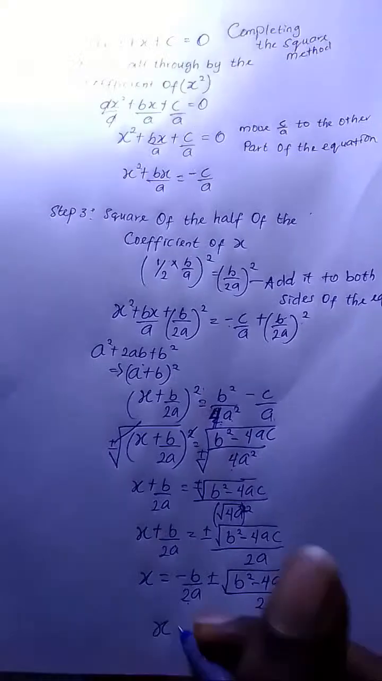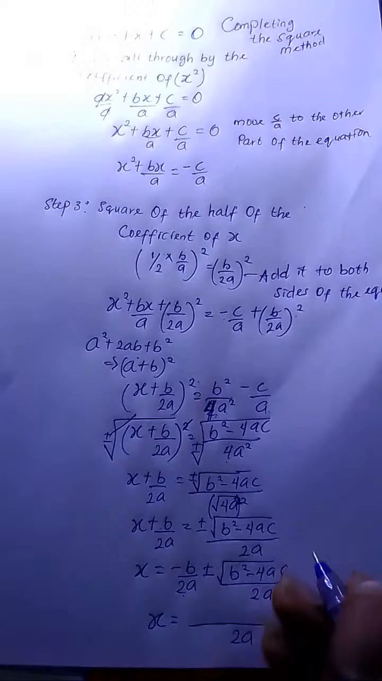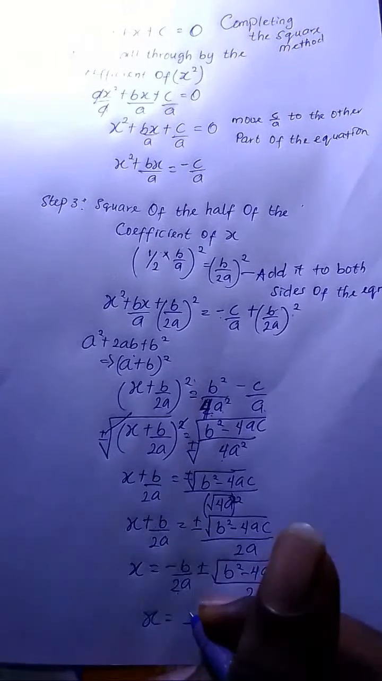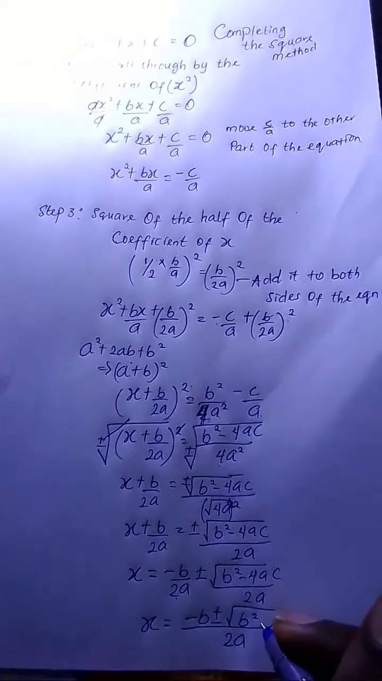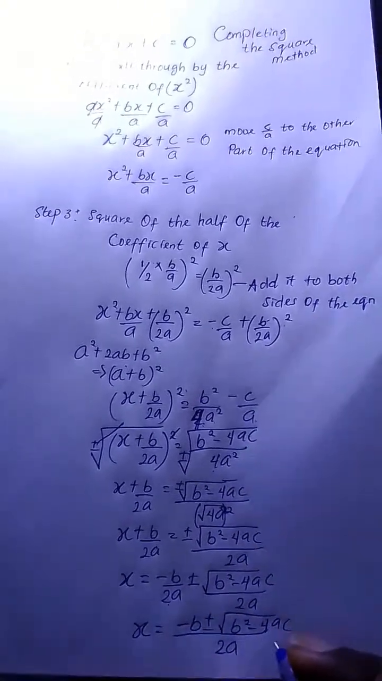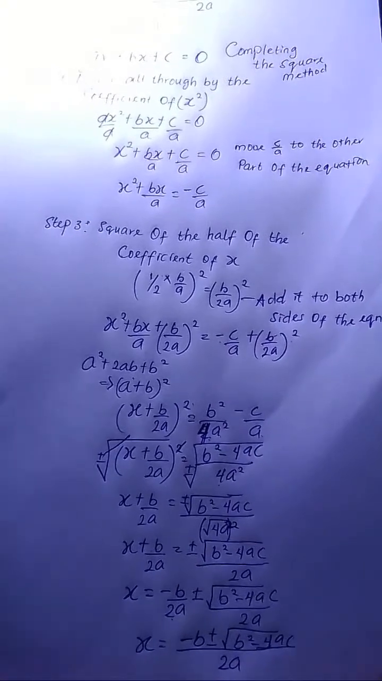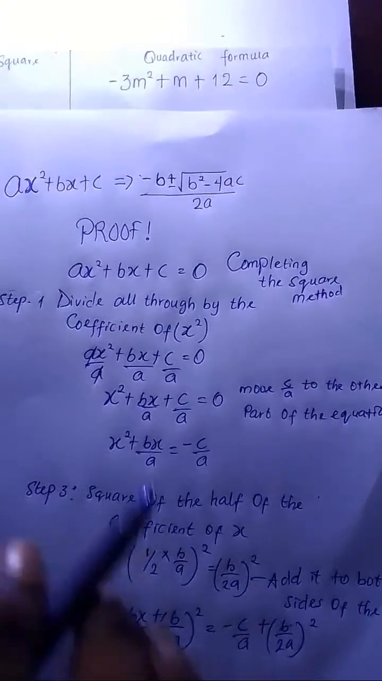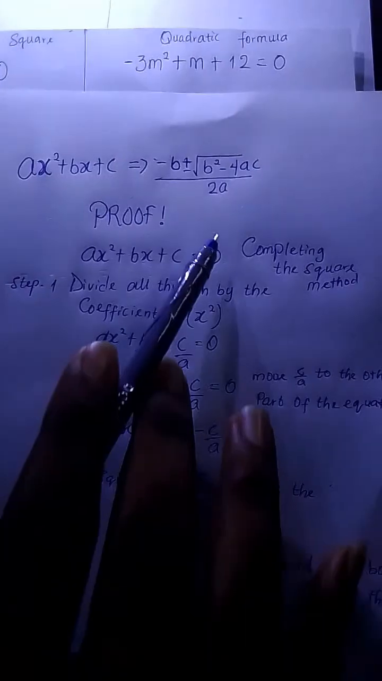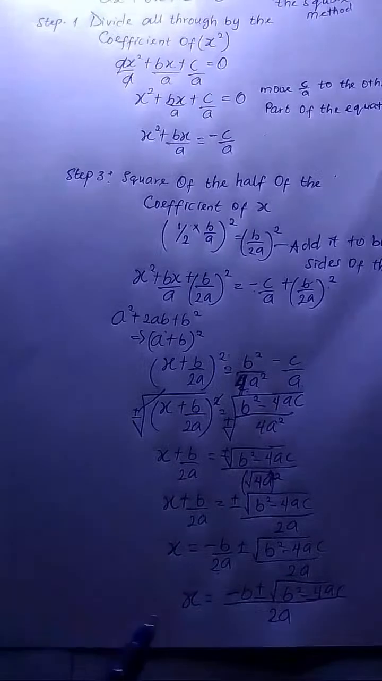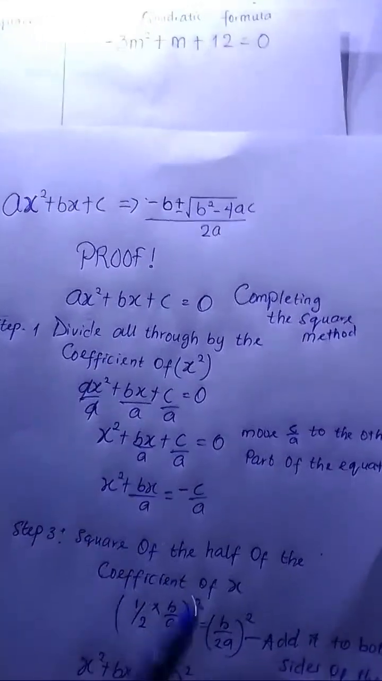So x equals, the LCM is 2a, right? 2a and 2a, the LCM is 2a. So from here we have minus b plus or minus square root b squared minus 4ac, and we have over 2a here, right? So you can see that this gives us our quadratic equation formula here, right? Minus b plus or minus square root b squared minus 4ac over 2a. It gives us our quadratic equation, right? This one and the top one, right?